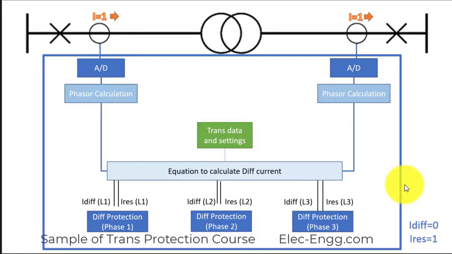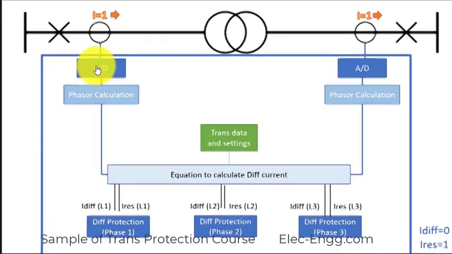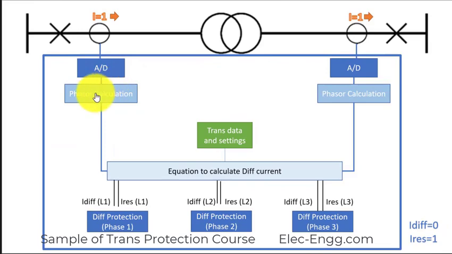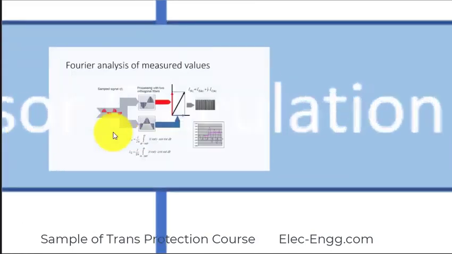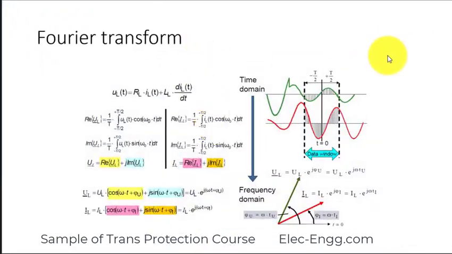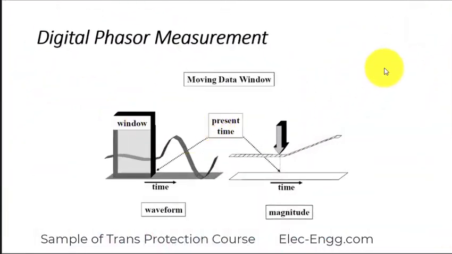In the previous part, I explained how a digital differential protection relay works. First, the relay converts the analog value to a digital value with the A to D module. After that, based on the sampled digital values, the relay calculates the phasor values using Fourier transform. Most relay manufacturers use Fourier transform to calculate the phasor values. I also explained these parameters and the moving data window.